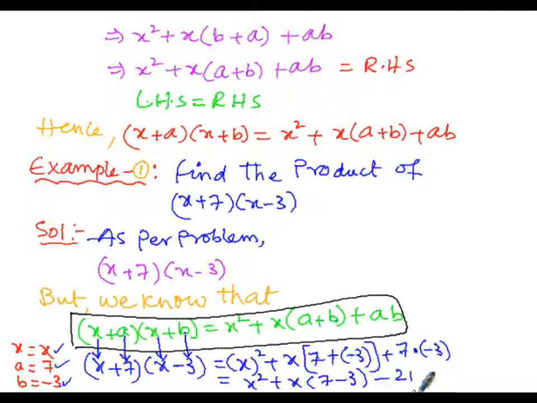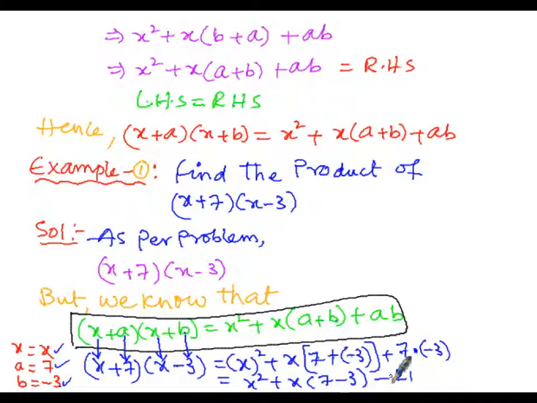But here the next logical step will be x square as it is plus x as it is into 7 minus 3. Here 7 is positive and 3 is negative. Plus into minus is minus, so we have to subtract and keep the sign of the greater. 7 minus 3 is 4, so we get a positive 4 because 7 is greater. 4 multiplied with x is 4x. The middle term will be 4x. So the next logical step will be x square plus 4x minus 21.